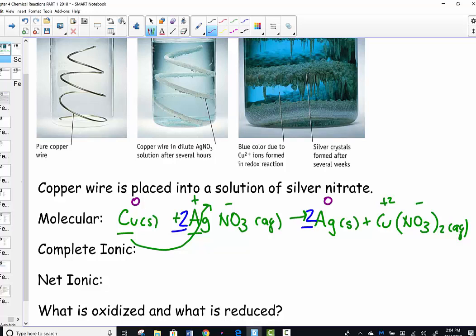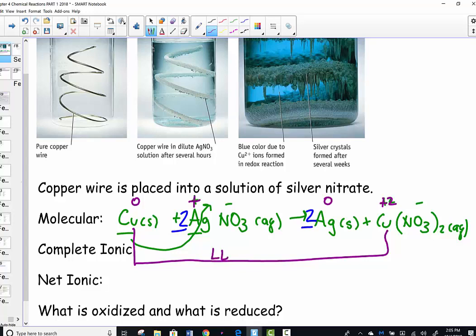When there are ions in solution, the oxidation state is equal to its charge. The oxidation state of silver is a +1. The oxidation state of the copper in solution is a +2. We have things changing charge from the left to the right. If copper started as a 0 and went to a +2, it's becoming more positive on the number line.